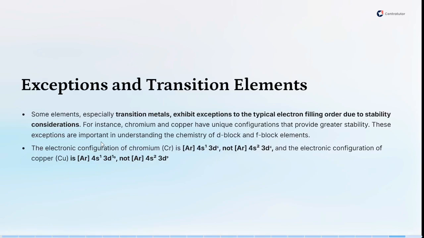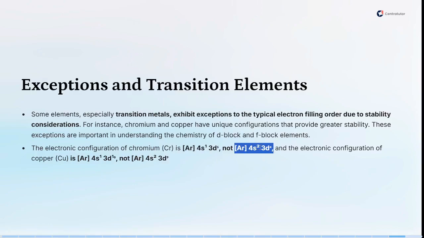For instance, we have chromium and copper. These species tend to fill in a different manner. Normally, this is the electronic configuration: according to the normal rule, it's supposed to fill the outermost electrons in this order. Ar, representing the highest filled core, 4s2 3d4. This is supposed to be how it is written, but because they are trying to attain partial stability, they fill in this manner.